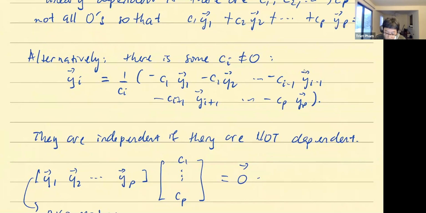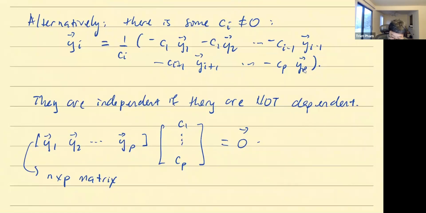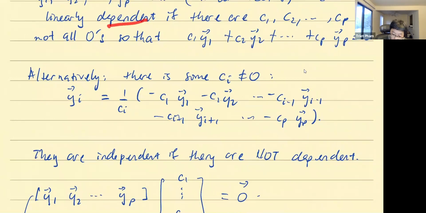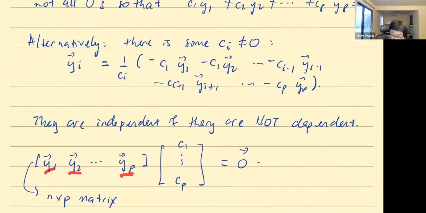All right. So you can say exactly that a set of vectors is dependent if the matrix formed by the vectors as columns has non-trivial solutions for the homogeneous system, and is independent if the matrix formed by the vectors as columns only has the trivial solution. All right, same way.